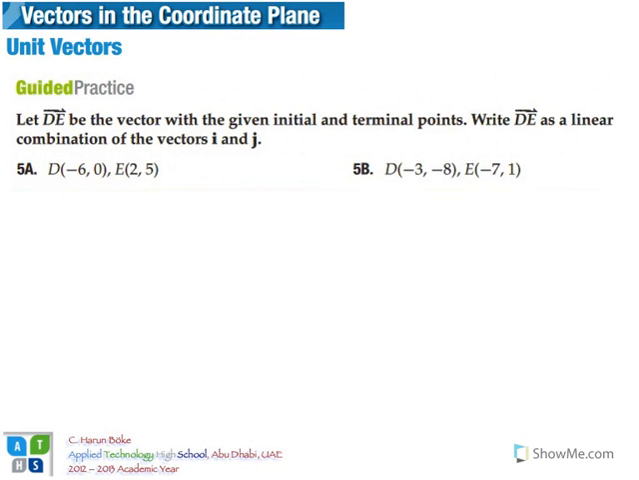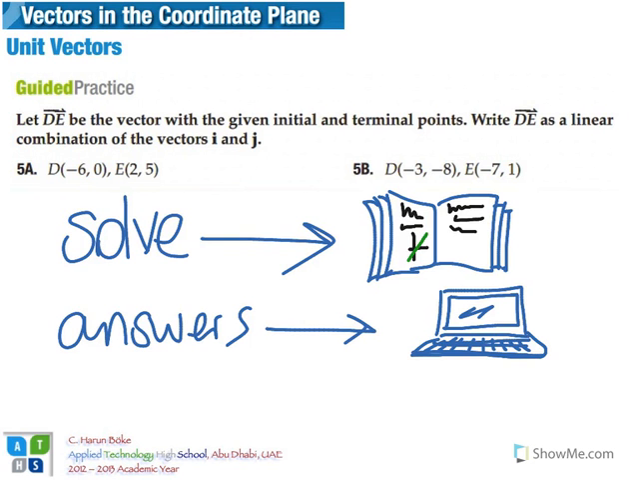Okay, write these two vectors as a linear combination of the vectors i and j. Please solve on your notebooks and type your answers in the answer sheet.